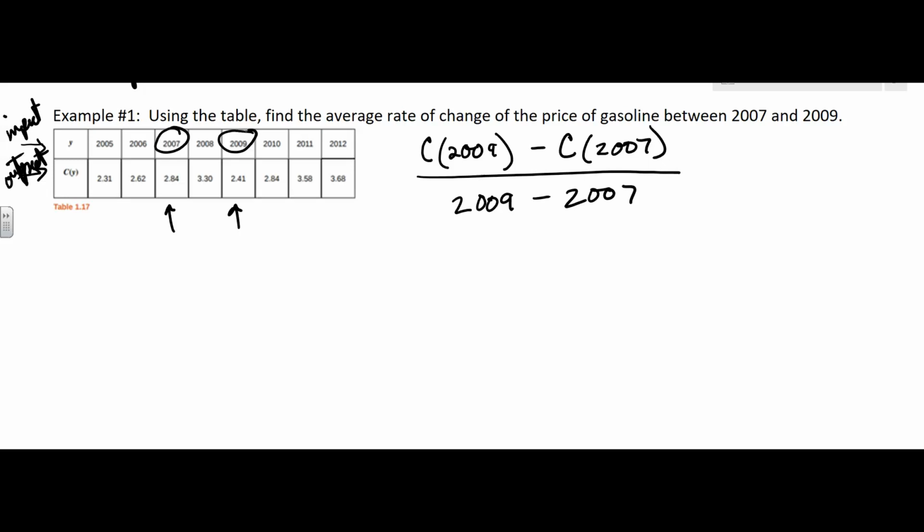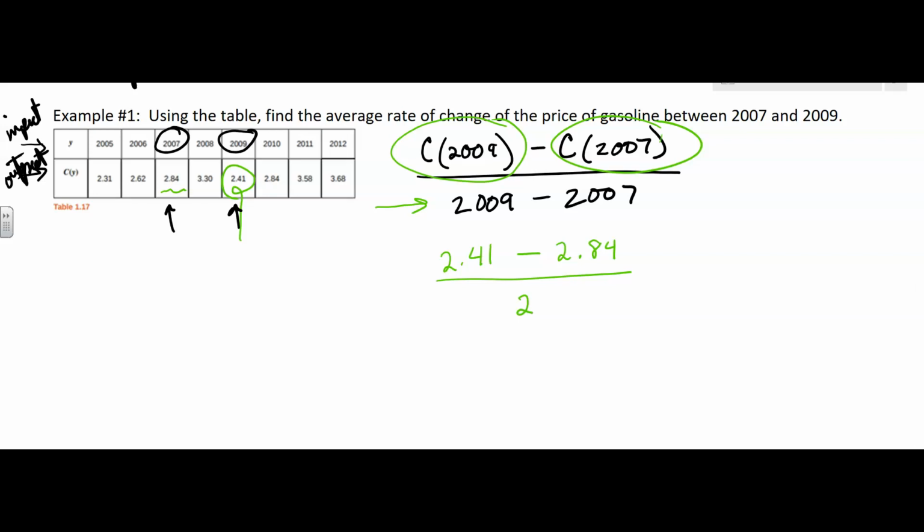Okay, now we have to know what is C of 2009. We have to know what that value is. So we can read that off the table. It's right there, 2.41. So 2.41 minus, now we have to find C of 2007. So what was the output? 2.84. Looks like gasoline went down. Nice. 2.84 over, and then you can actually do this calculation just as it says, 2009 minus 2007. That's going to be a change of 2 years. Okay, so then we can do this calculation.